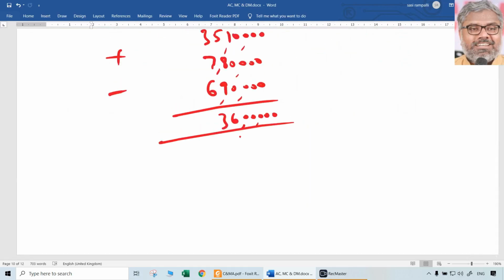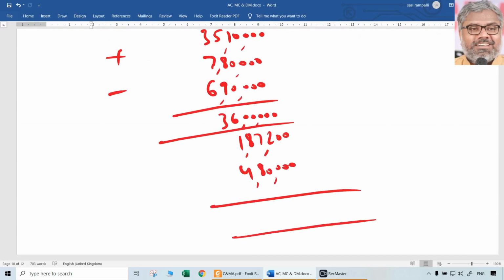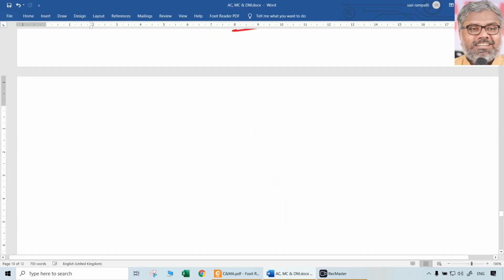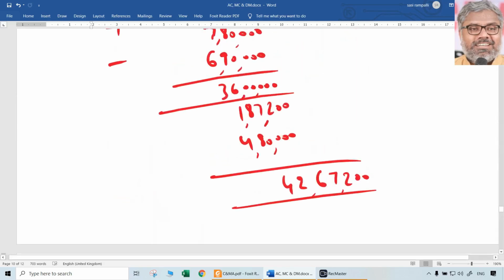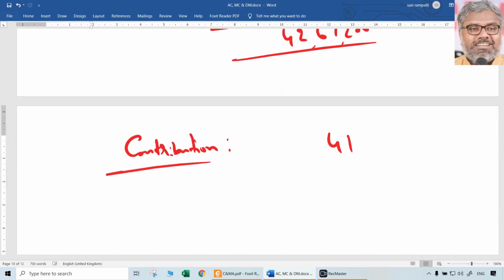So 187,200 and 4,80,000. This gives us total variable cost, including all manufacturing, admin plus selling and distribution, 42,67,200. In marginal costing statement, we need one more additional presentation, that is contribution, which is nothing but sales minus total variable cost. Sales how much? 84 lakhs minus this total variable cost is contribution 41 lakhs 32,800.